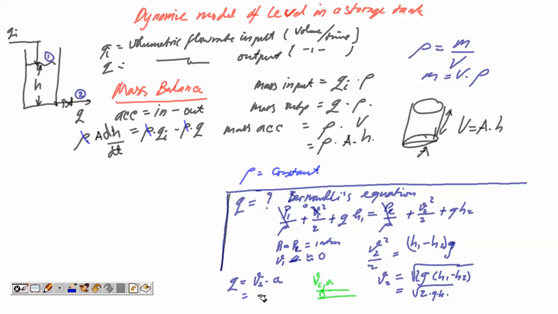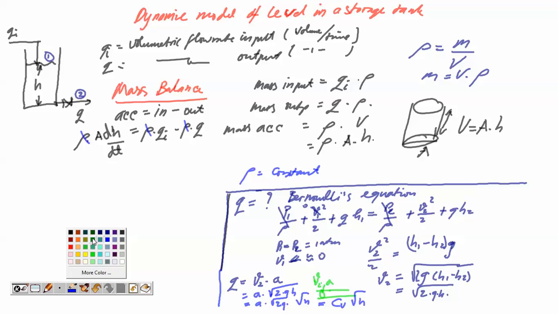So now we get A times the square root of 2gH, which is A times the square root of 2g times the square root of H. A times the square root of 2g is a constant, which we call Cv, times the square root of H. Cv is a constant whose value depends on the opening of the valve.